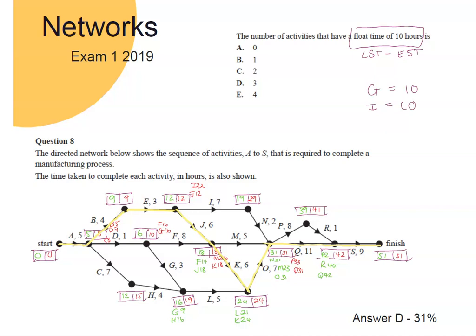N has a difference of 10, 39 minus 19, so N. P has a difference of 2, R has a difference of 2, and that completes all of our non-critical. That means we've got 3 activities with a float time of 10. So that is a time-consuming question, and once you've done all of that work, the other complicating factor is that you have to check all of those float times and make sure you're looking at those correct latest start times and not just the number that's in the box.